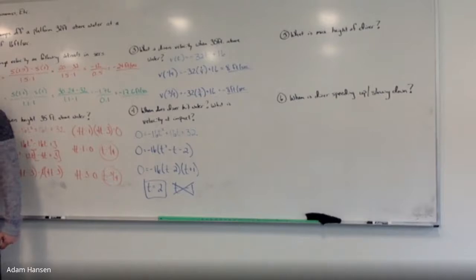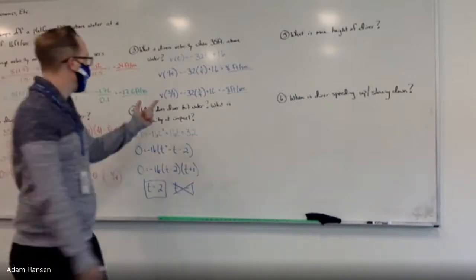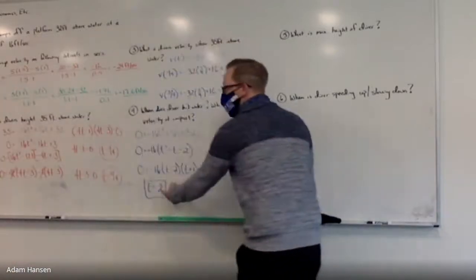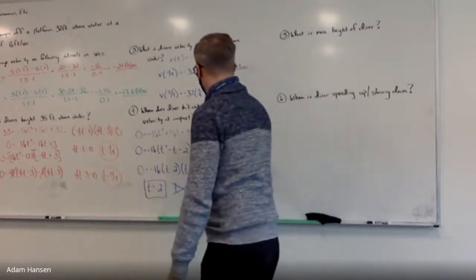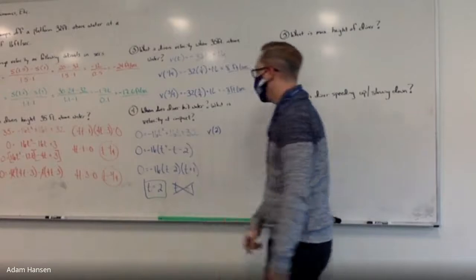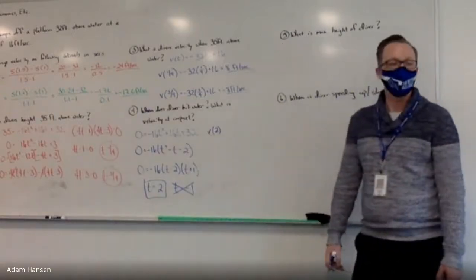What's their velocity of impact? Now I know he hits the water after 2 seconds. How can I figure out how fast they're going? Just like I plugged in a quarter and 3/4, now let's just plug in 2 seconds. What is the value of our velocity function? How fast is he going at precisely 2 seconds?